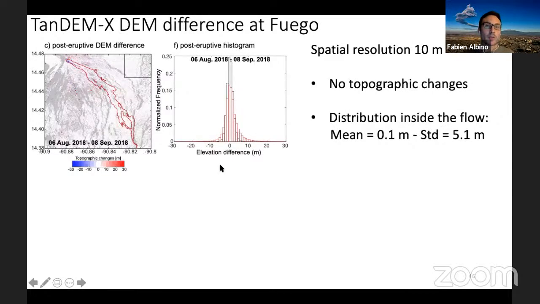So here you see the first tandem DEM difference, post-eruptive. So I'm looking at different dates after the eruption, and you expect that there are no topographic changes. Here you see the map of the flow, the outline of the flow, and the distribution shows that the reference area outside the flow and inside the flow is quite the same, centered on 0. So it's a reference to see that the method is accurate. After the eruption, there are no significant topographic changes.